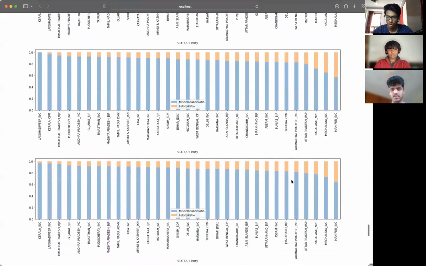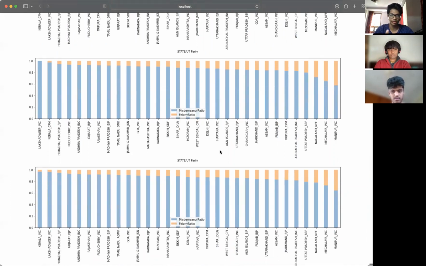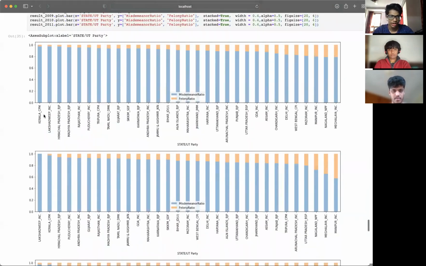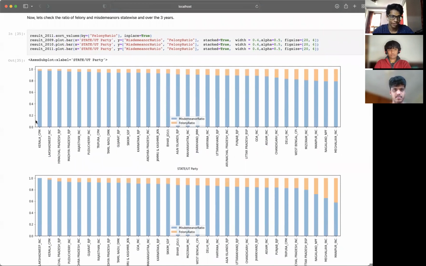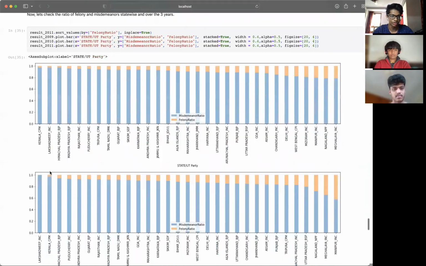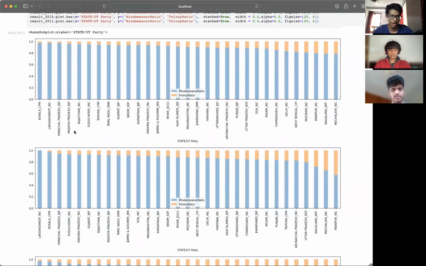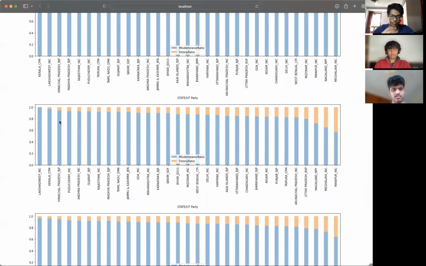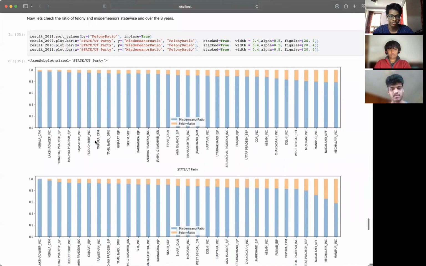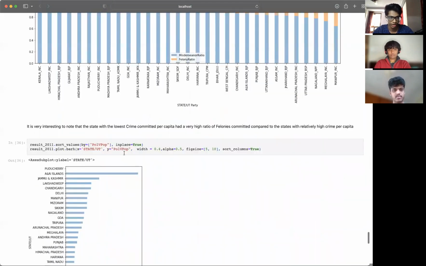Over the years, there has not been much of a change between the lower half with the lower felony ratio and the upper half with the upper felony ratio. They've just been shuffled around in their respective halves. We can see that Kerala, which had the highest crime per capita, has the lowest felony ratio. So the conclusion we can come to is that states which have higher crime per capita usually have more misdemeanor crimes than felony crimes. That's one of the conclusions we arrived at.